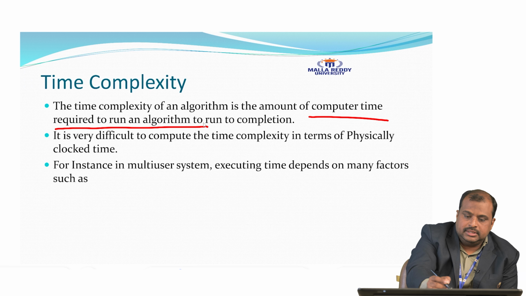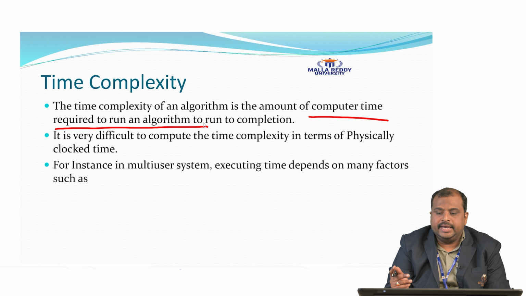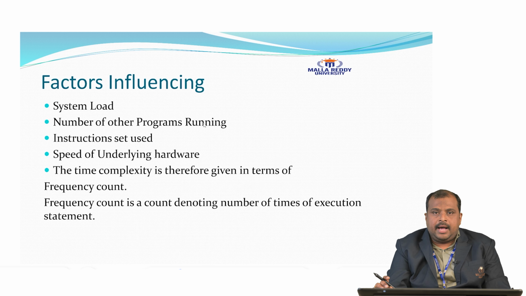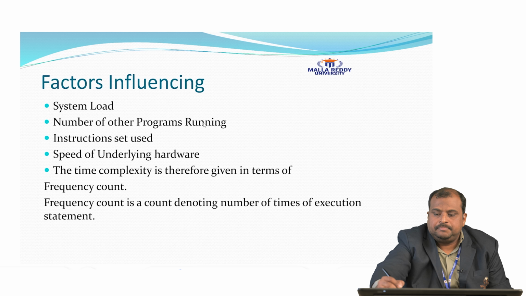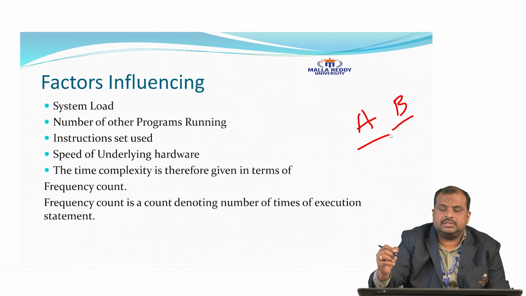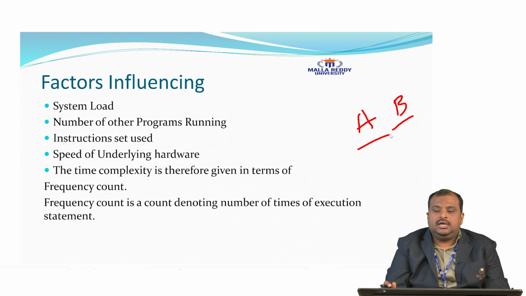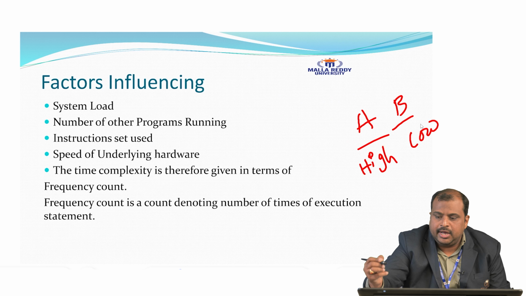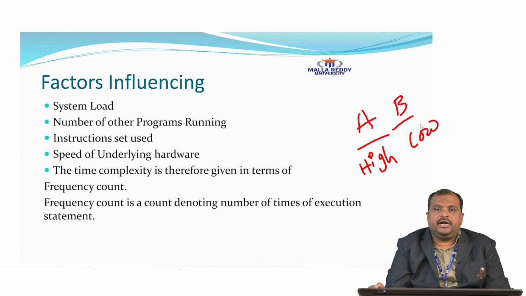For instance, in a multi-user system, execution time depends upon many factors. Say, for example, I take two computers, A and B. Computer A has a high configuration. Computer B has a low configuration. If I run one algorithm on both systems in parallel, definitely the process will be completed within a finite amount of time on A but not on B, because A has the higher configuration.